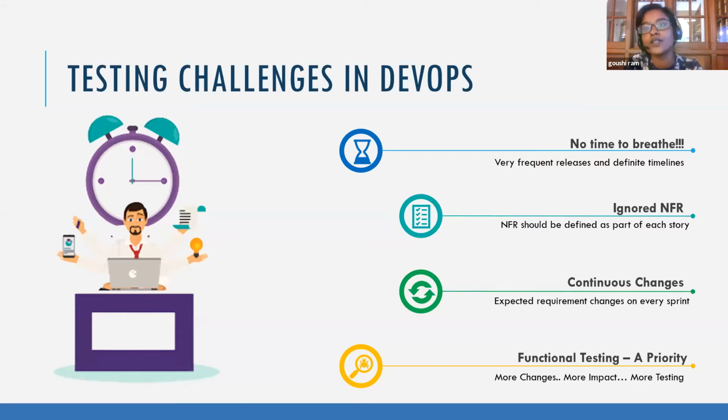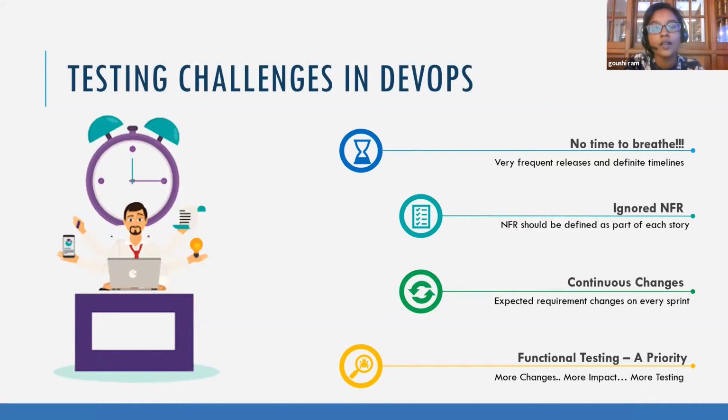So if the non-functional requirements are not captured in the requirement gathering phase, the chances of testing and developing for the NFR requirements are also minimized. So we won't even be thinking about developing or testing with non-functional requirements if those requirements are not captured in the requirement phase. So the third challenge that we come across is the continuous requirement changes.